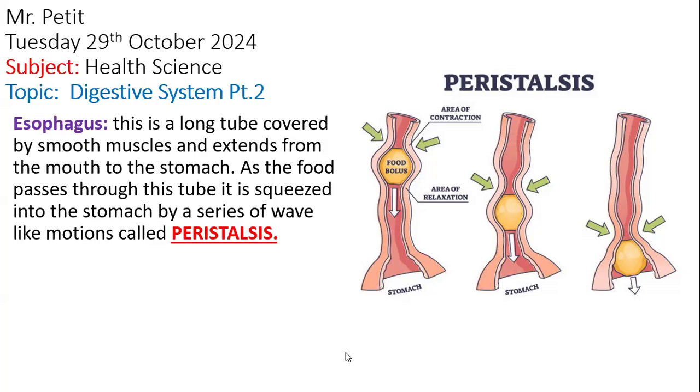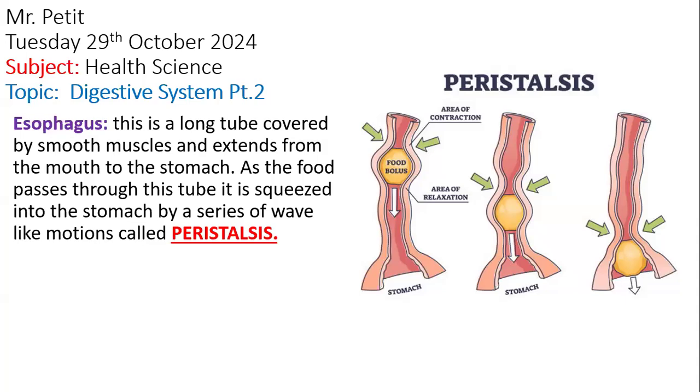What is the series of wave-like contractions that pushes food through the stomach, through the intestine called? Peristalsis. Repeat after me: peristalsis. Very good. It's a Spanish word. So the food bolus is pushed down.